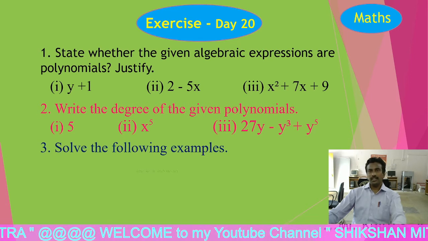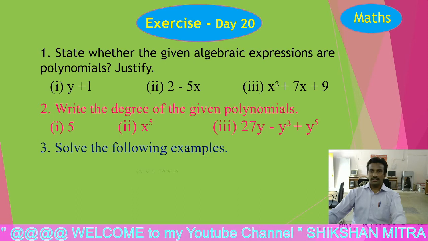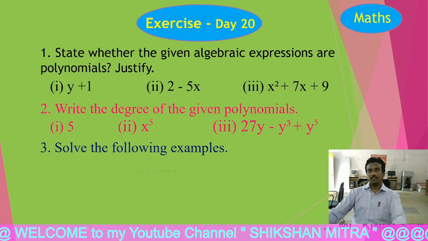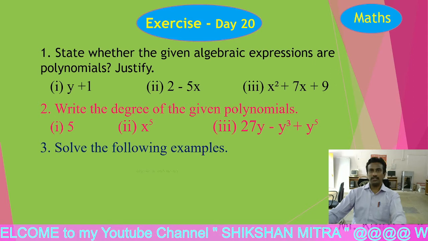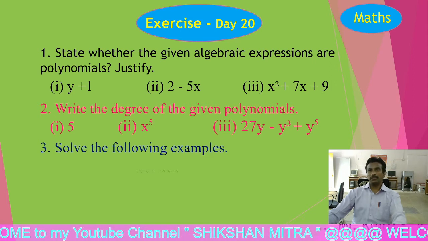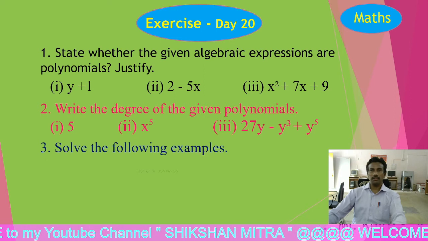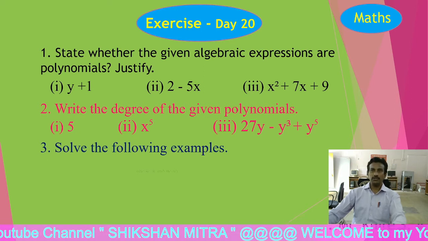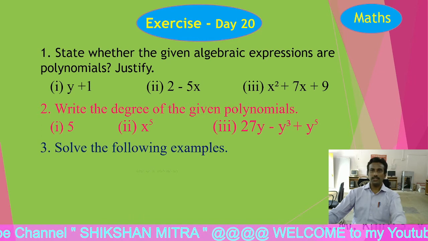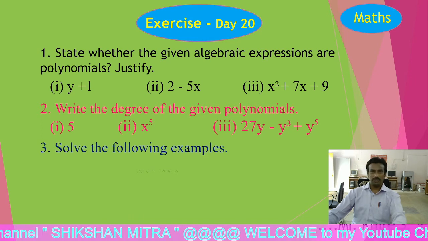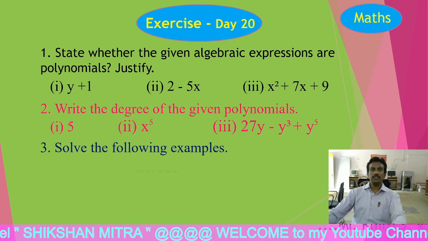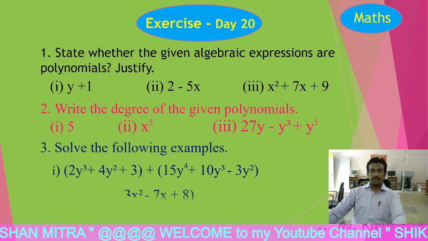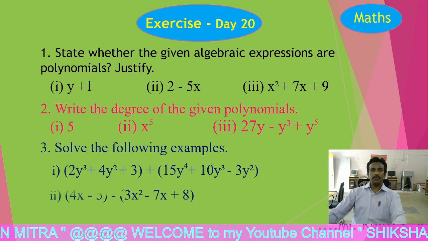Second example, x raised to 5, there is only one term, a single term, and the highest power is 5, therefore the degree of this polynomial is also 5. Third example, 27y minus y cube plus y raised to 5. In this polynomial, the highest power is 5, therefore the degree of the third polynomial is also 5. Question number 3 is: solve the following examples.